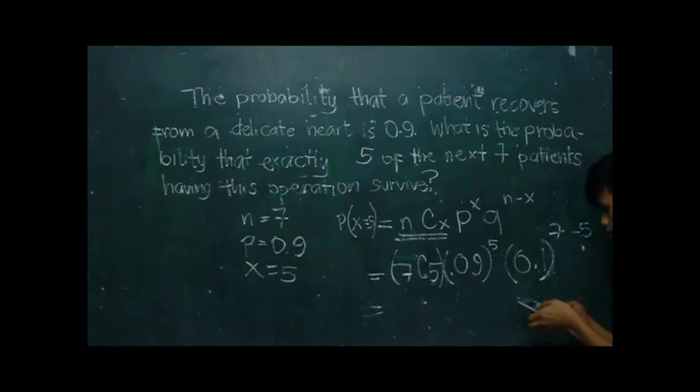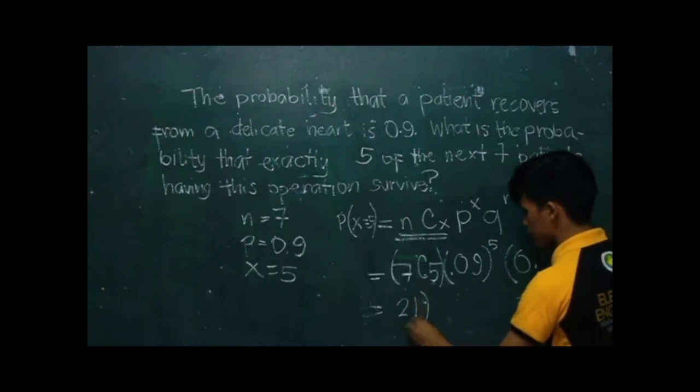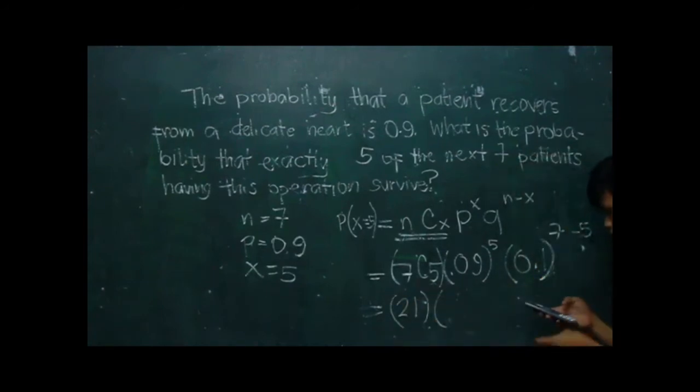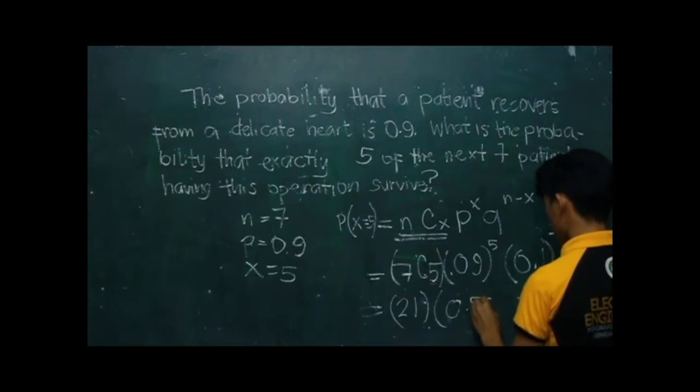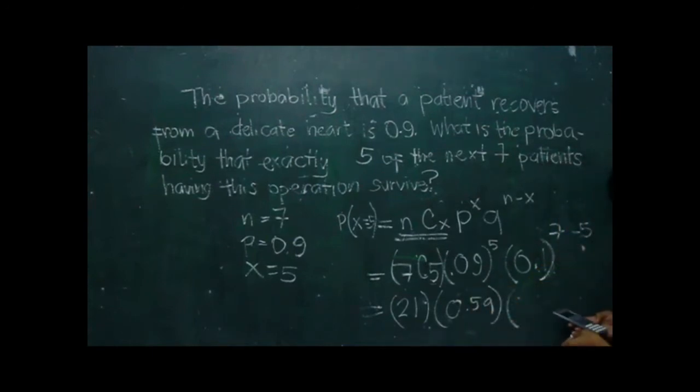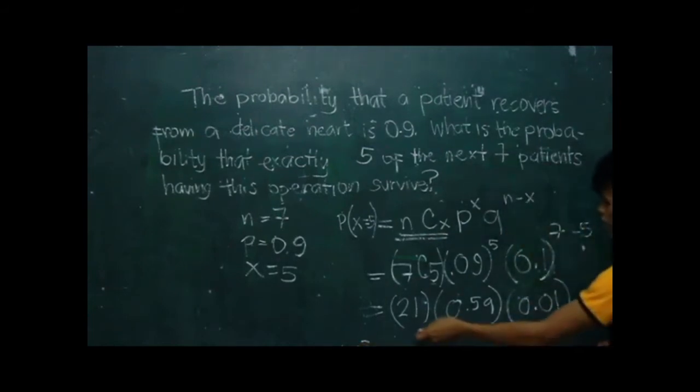So combination of 7, 5, we have here 21. And 0.9 raised to 5, we have here 0.59. And 0.1, 7 minus 5, so it's a square, 0.1 raised to 2. So it would be 0.01. So the final answer would be the product of these three.